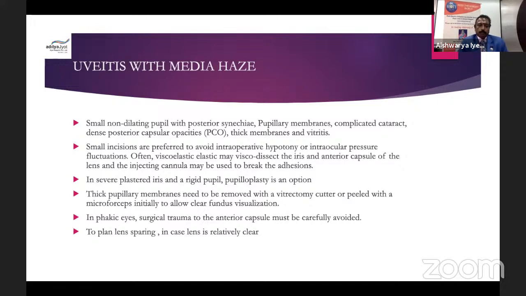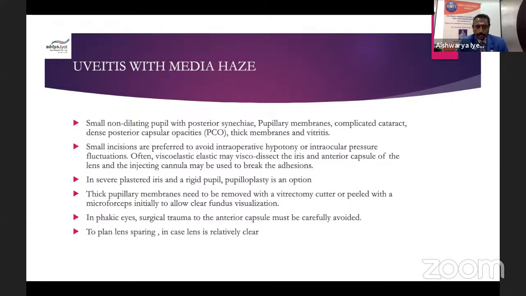You can use a small non-dilating pupil without touching that. And a pupillary membrane, complicated cataract, dense posterior opacities, thick membranes, and vitritis. Small incisions are preferred to avoid intraoperative opacity or intraocular pressure fluctuation. Often viscoelastic may viscodissect the iris and anterior capsule of the lens, and an injecting cannula may be used to break the adhesion. You can also use the iris spatula to break the adhesions without traumatizing the pupil.